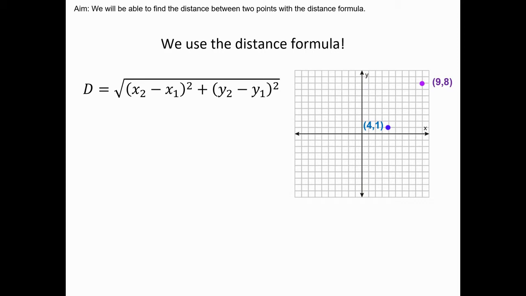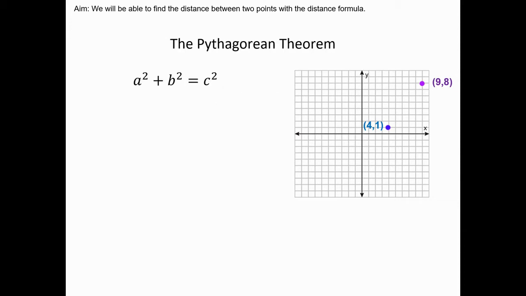So first off, you might be wondering, who even made this formula? How did we create it? This is actually based on something called the Pythagorean theorem. A squared plus b squared equals c squared. Hopefully you all know what that is. That's used to find missing sides of right triangles. But you might be looking at this right now and think to yourself, well, where is the right triangle? All I see are 2 dots.